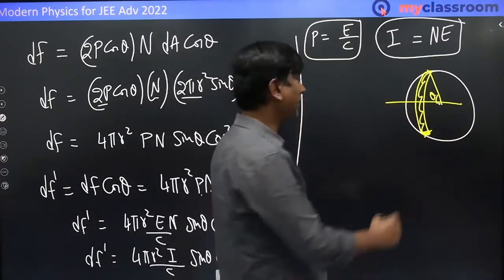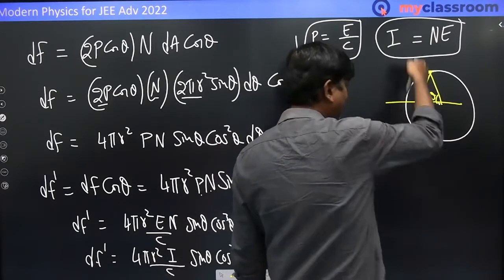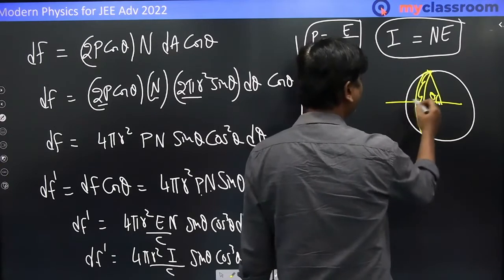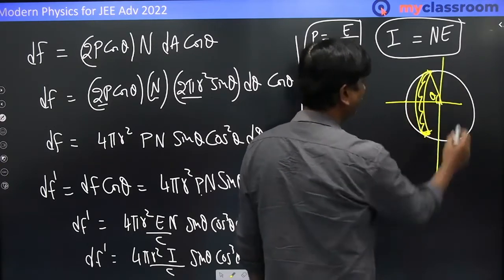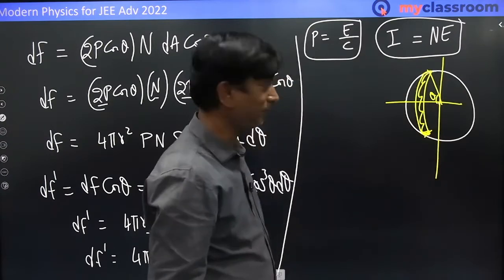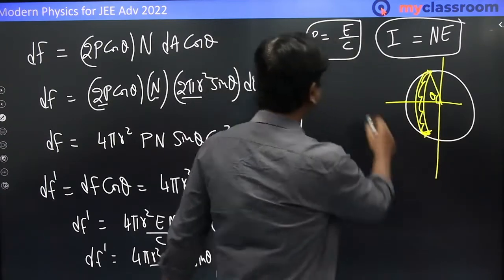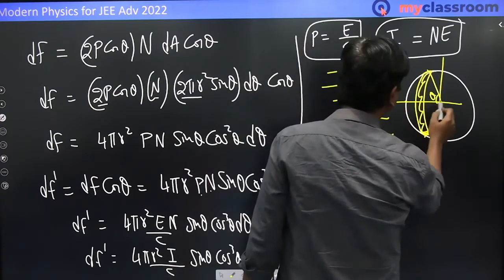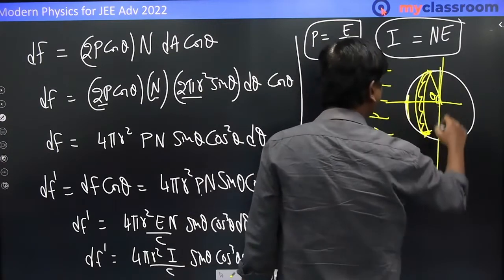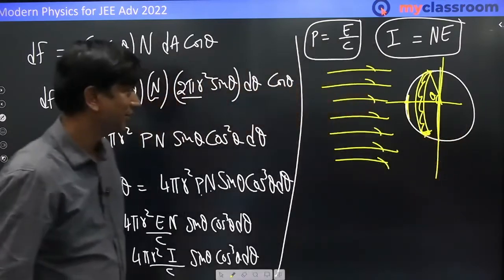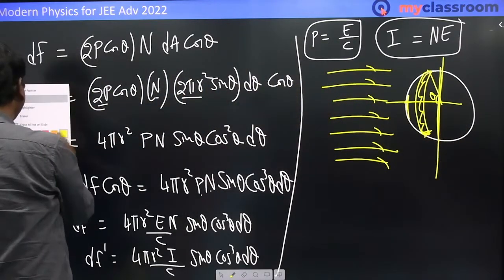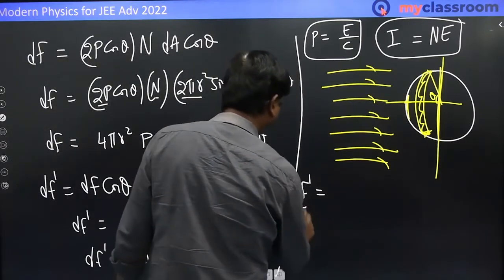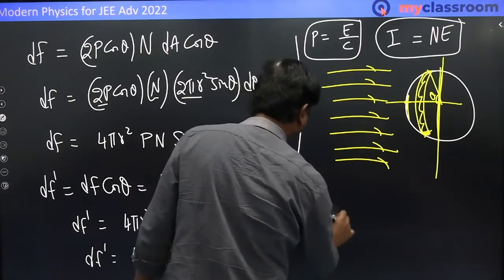Such strips I can take here also. If I just cut it like this, I can take such strips with theta varying from 0 to 90, because force will not be exerted on the other side anyway. Photons are falling like this. So simply integrate from theta equal to 0, where you get this strip, to the last strip where theta is 90. So integrate this from 0 to 90; the total force F prime is the final answer.